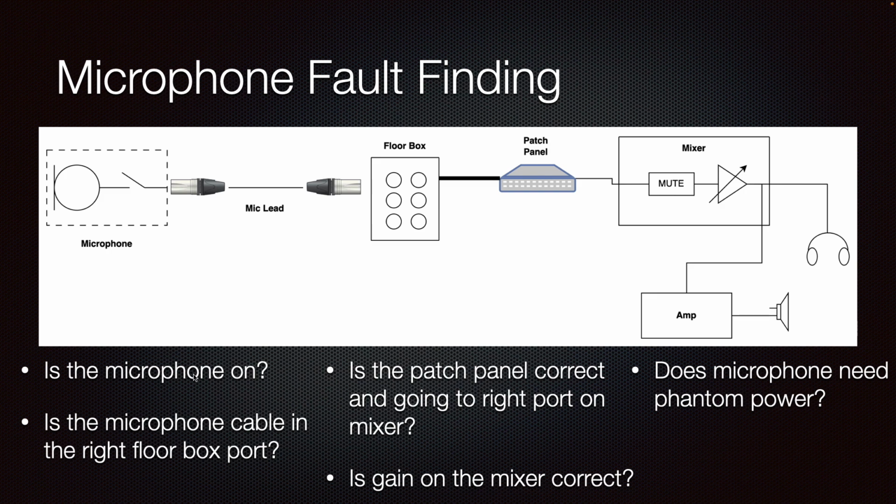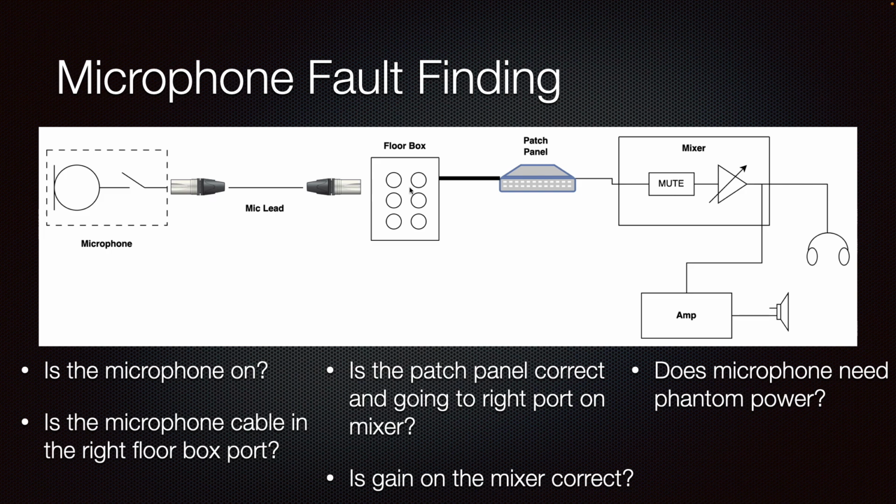Now, normally the singers are quite good and we teach them, when they bring the mic up, to push the switch. But often we use the same mics for, say, a couple of drums, occasionally getting pressed into service. Did you remember to turn the switch on? So that's an obvious one. The next one I would look at is, is the microphone cable actually in the right floor box port? Because that might be different. Go and double check that.